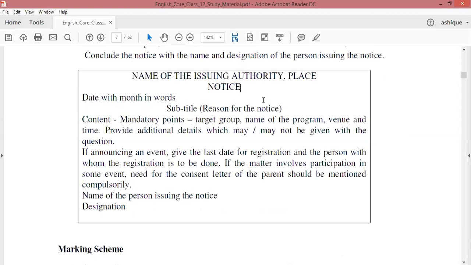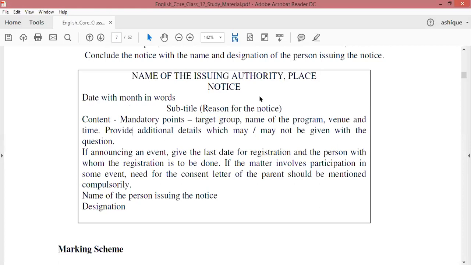Next, content starts. Mandatory points: target group, to whom you're targeting, name of the program, venue, and time must be there in the opening part of the content, that is the first paragraph. Provide additional details which may or may not be given with the question. See, in the question, everything is not given, and something has been given, something you have to add from your mind. So that's why when you write a notice, you have to be very active.